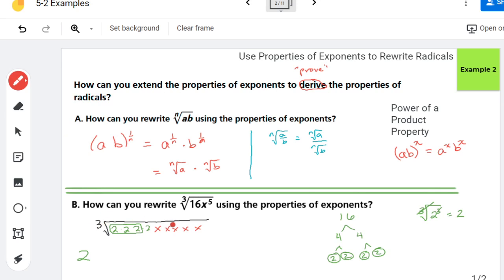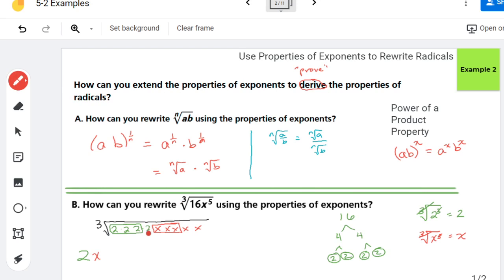I also have 3 x's here. So I'm going to pull an x out. Mind you, I'm not pulling out x cubed, because what I'm doing is I'm taking the cube root of x cubed. And those 3's cancel out, leaving you with x. So that's why I'm not putting any powers on these, okay?